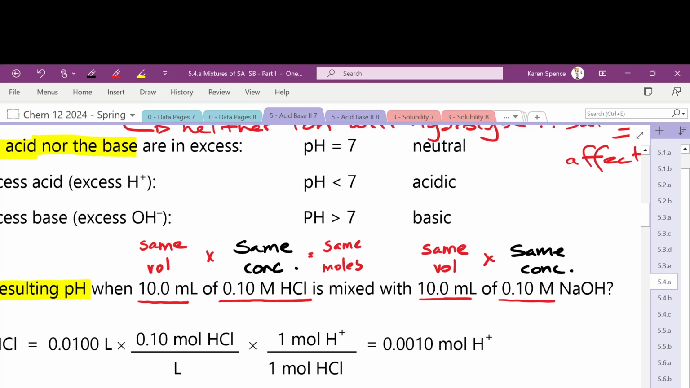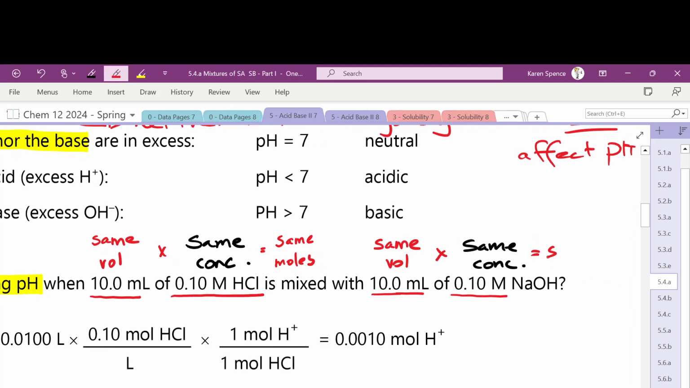Volume times concentration equals same moles. And if you have the same moles of acid and base, what do you know about the solution? It's pH once those two are mixed. What's the pH going to be? pH is going to be 7 because the only thing you have left is the salt.